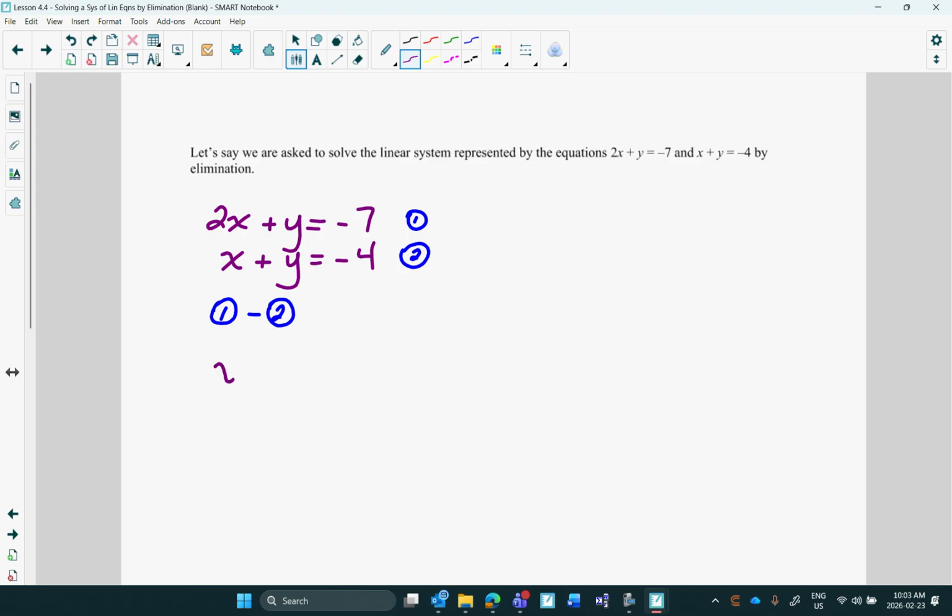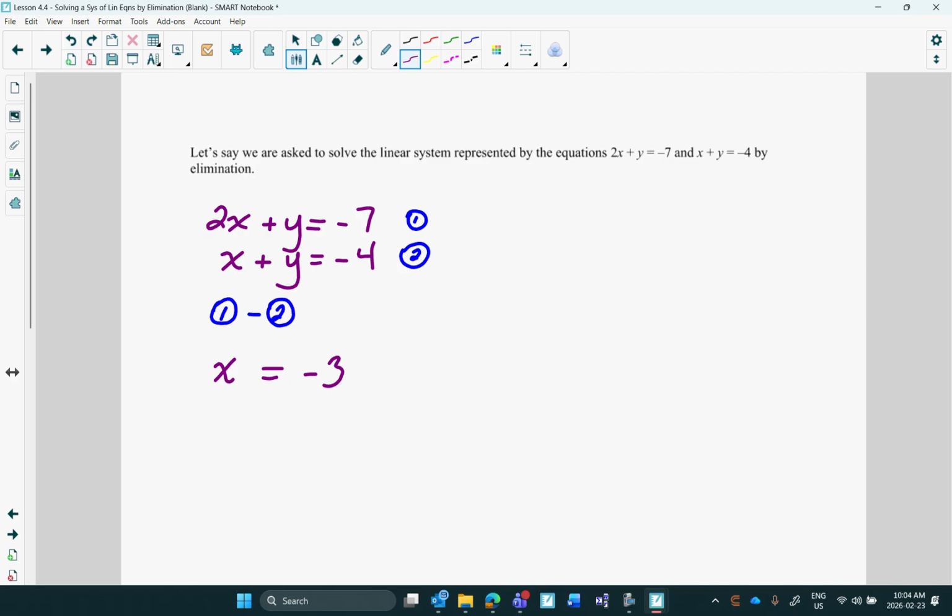These are gone. Y subtract y completely disappears. What is x now? Be careful here. What is negative 7 subtract negative 4? Negative 3. Because when you subtract a negative, that means add. So negative 7 plus 4 is negative 3. Well, guess what? We found one of the answers.